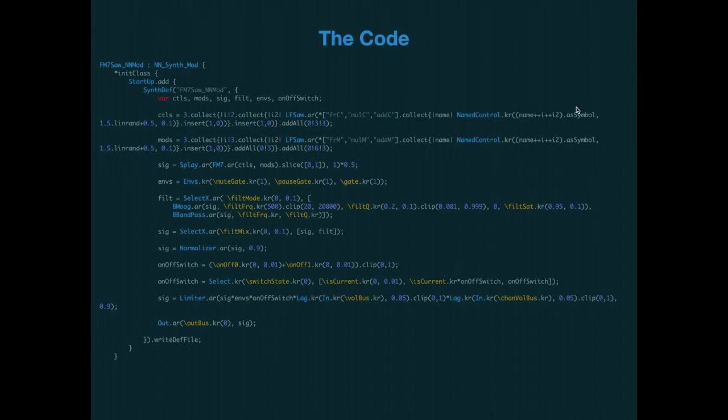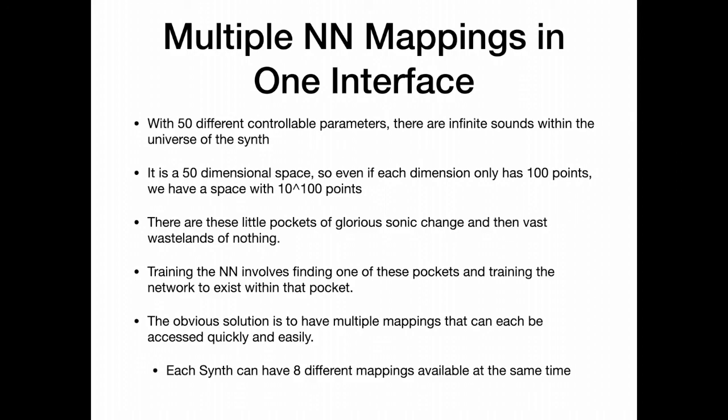So here's the code of the FM7 saw. I'm doing some stuff here where it's terse, because I basically use these collections to make the collections of oscillator modulations, modulating oscillators. And yeah, it's pretty simple. And just a couple things here. So, multiple NN mappings in one interface. There are 50 different controllable parameters in this synth, and there are just so many different sounds in there.